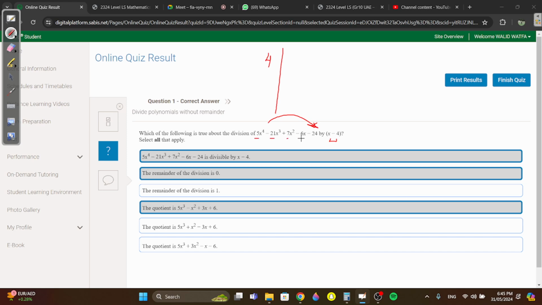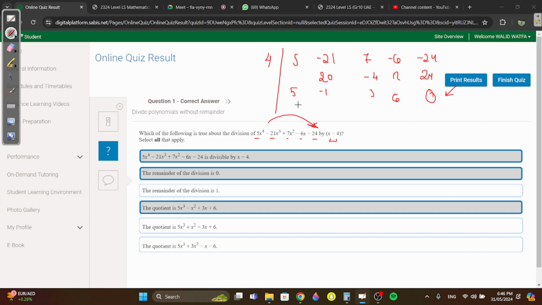5, minus 21, 7, minus 6, minus 24. Let's go. 5 down. You always drag your first number down. 5 times 4, 20. Combine your terms. Minus 21 plus 20, minus 1. Minus 1 times 4, minus 4. Combine your terms. 7 minus 4, 3. 3 times 4, 12. Combine your terms. Minus 6 plus 12 is 6. 6 times 4, 24. Combine your terms. Minus 24, 24, 0. Always remember that your last number is the remainder.